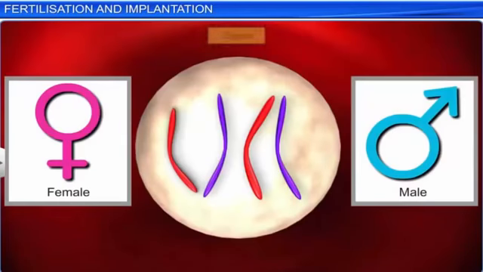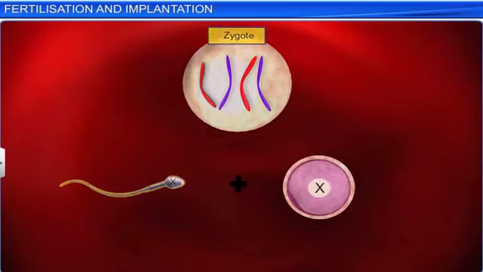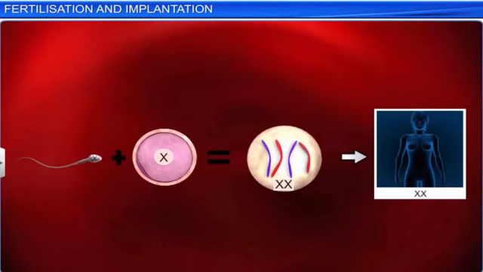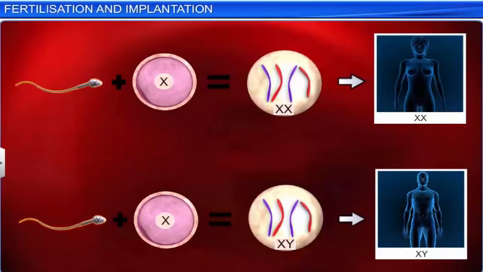Did you know that the sex of the zygote is decided at the time of fertilization? If the ovum is fertilized by a sperm containing the X chromosome, the resulting zygote contains XX chromosomes, and would develop into a female. However, if a sperm containing the Y chromosome fertilizes the ovum, the resultant XY zygote develops into a male. Thus, it is the sperm that decides the sex of the fetus.